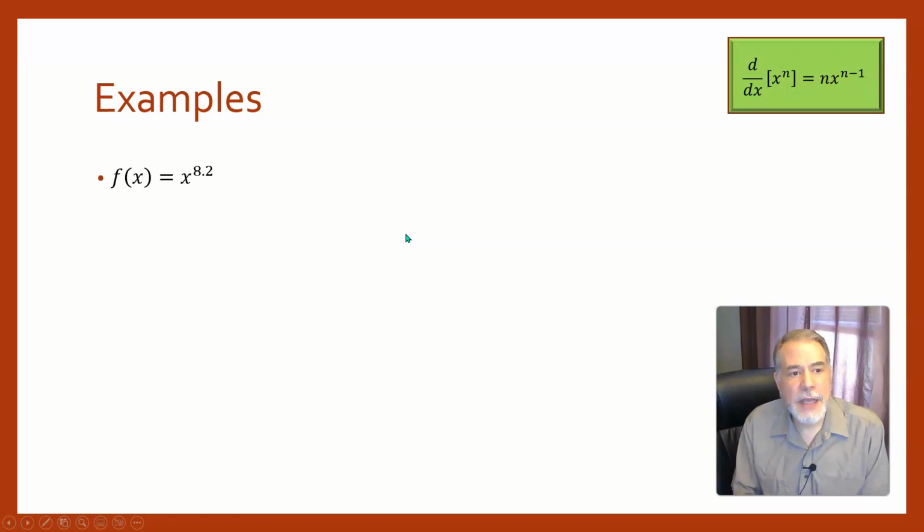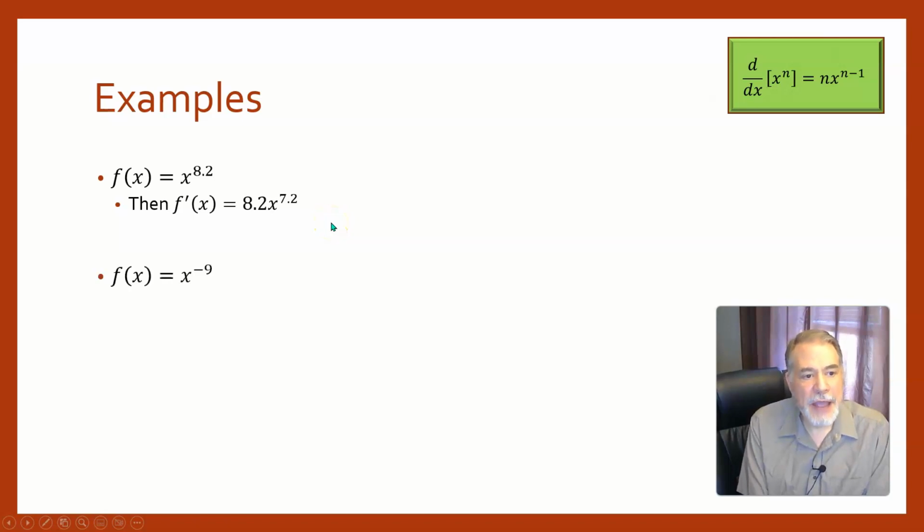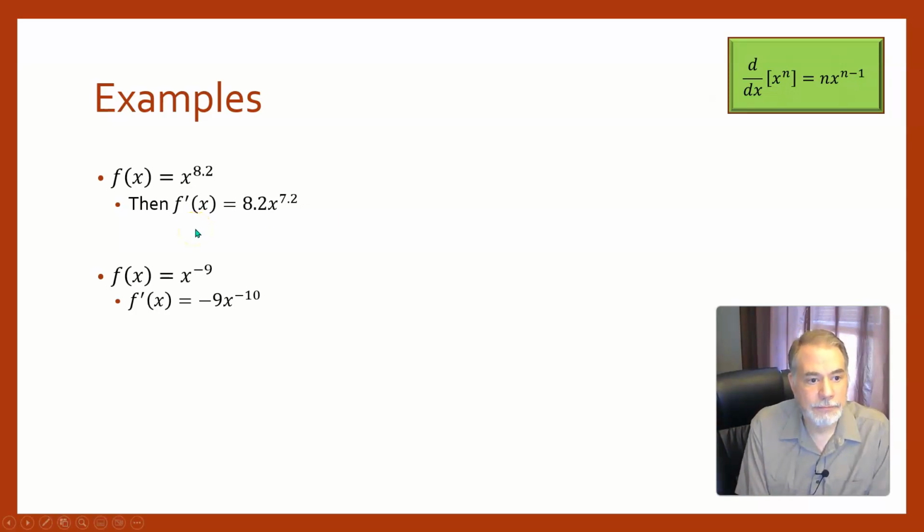Now, what about if f of x is x to the 8.2 power? Remember, I did say that the rule applies even if the power isn't a whole number. So here the n is the number 8.2. So of course, n minus 1 would be 7.2. So the derivative would be 8.2 times x to the 7.2 power. What about if f of x is x to the negative 9 power? What's the derivative? Negative 9 times x to the negative 9 minus 1, which would be negative 10 power.